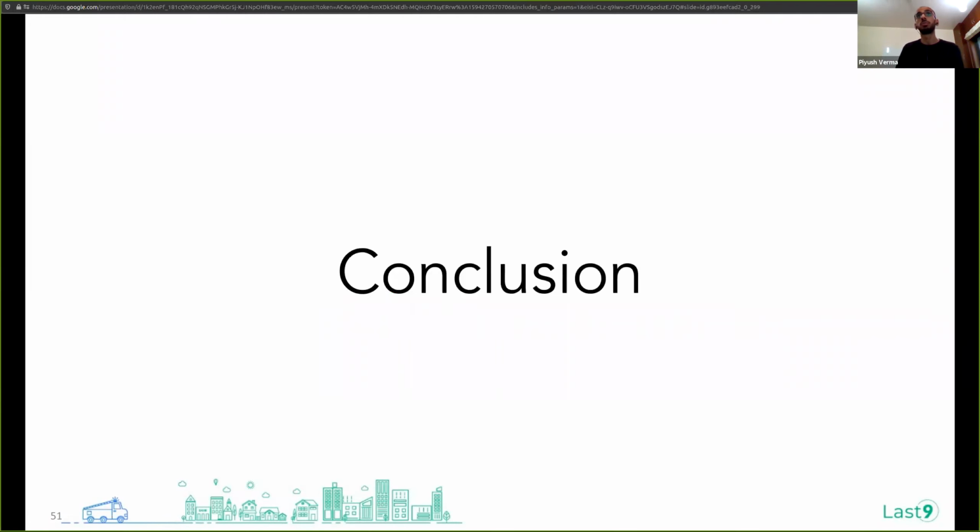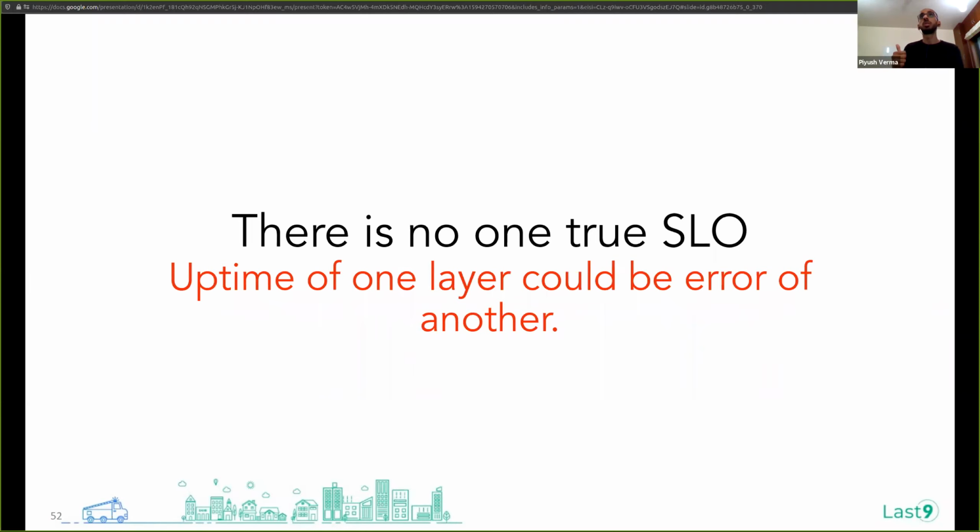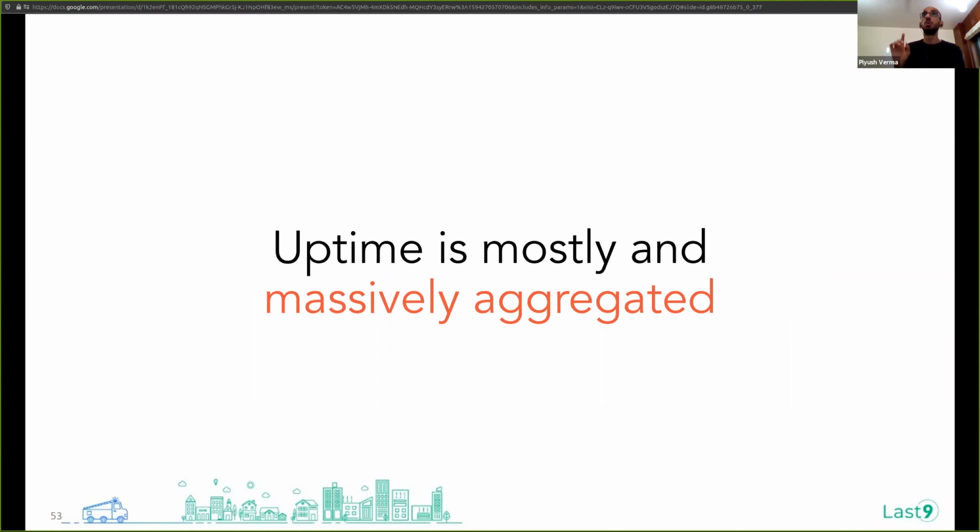So what's the conclusion of all of this? Well, the first biggest conclusion that I want you to take here is there is no one true single service level objective. An uptime of one layer could actually be measured as an error of another. Uptime is mostly and massively aggregated. Does that mean that you should not use uptime? No. What this means is that by the time we're actually dealing in these currencies of nines, having a manual intervention is almost impossible. You're not going to land into this situation of being 99.9% uptime.